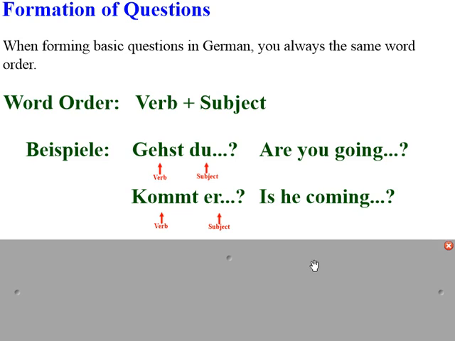Now, please notice and remember from our lesson on verb conjugation that in English we often use that helping verb to be, as in, are you going? Is he coming? In German, there is no translation for that is or for that are. Gehst du is literally go you. Kommt er is literally comes he. We need that helping verb in English to make the sentence more understandable. In German, you would not translate are or is into the German sentence with another verb.